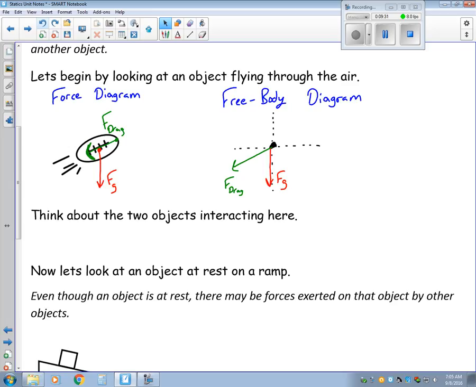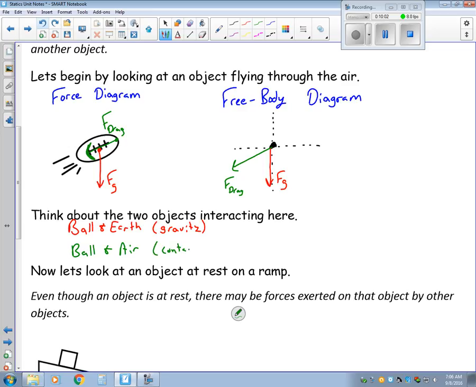Now, let's think about the interactions. The gravity was the ball interacting with the Earth. And the contact force, or the drag, was the ball interacting with the air. I'm calling this a contact force, but remember contact forces are actually electromagnetic forces.